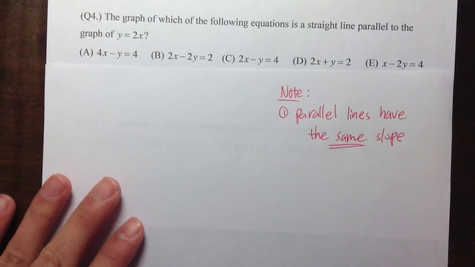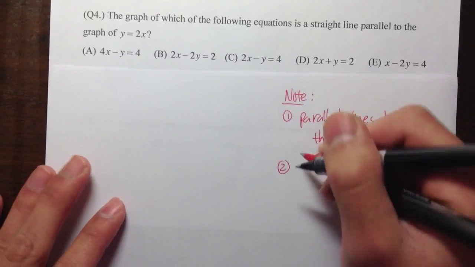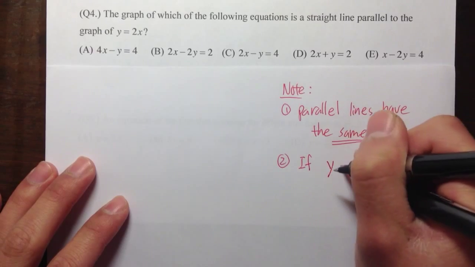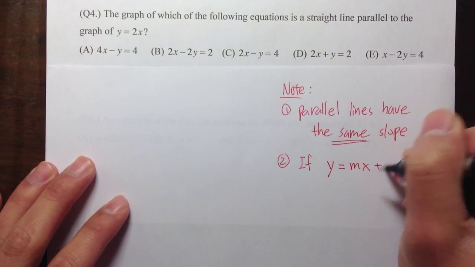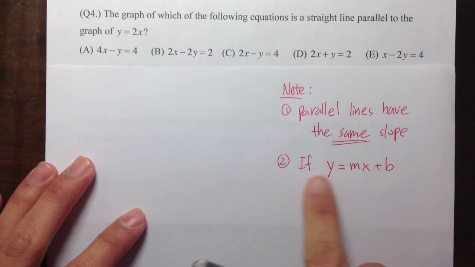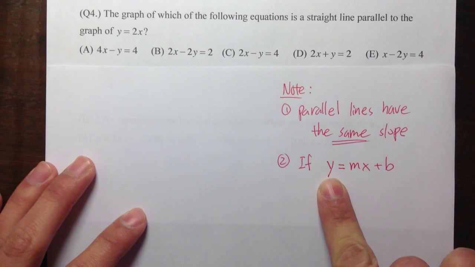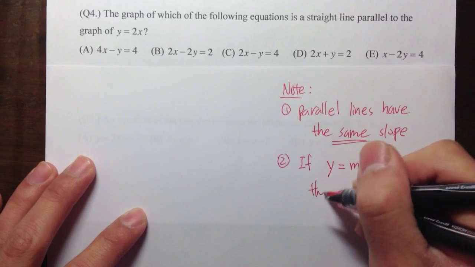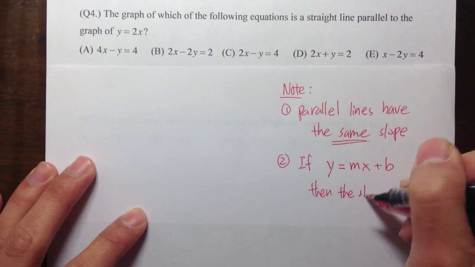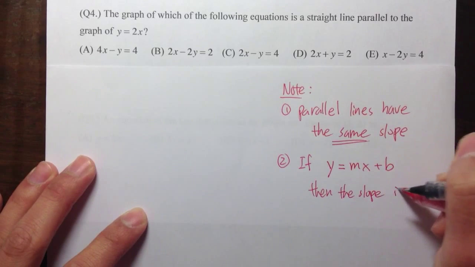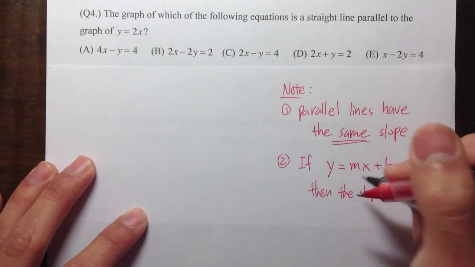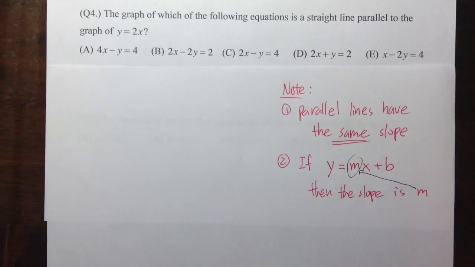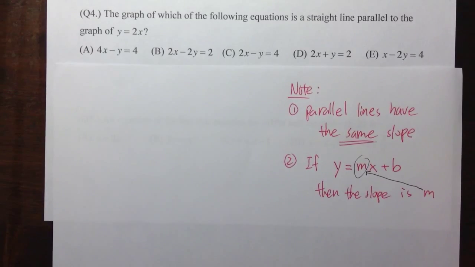We are going to use the slope idea to figure out which of these lines is parallel to y equals 2x. And how do we get the slope? If you have an equation in the form y equals mx plus b, where the y is isolated by itself, then the m is the slope. The slope is the value m, the number in front of the x.